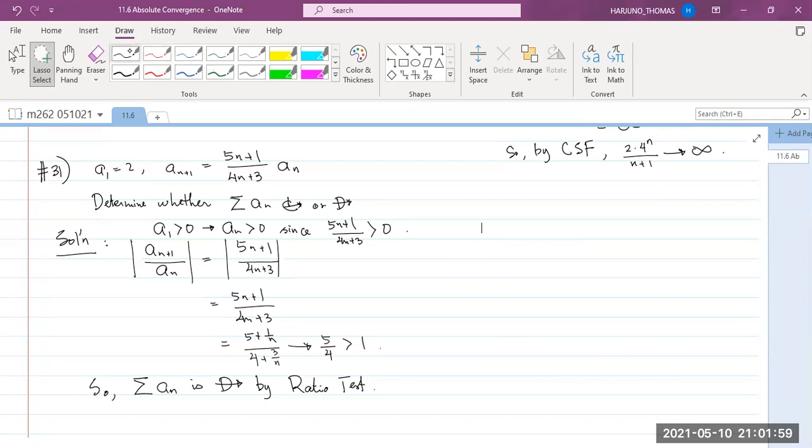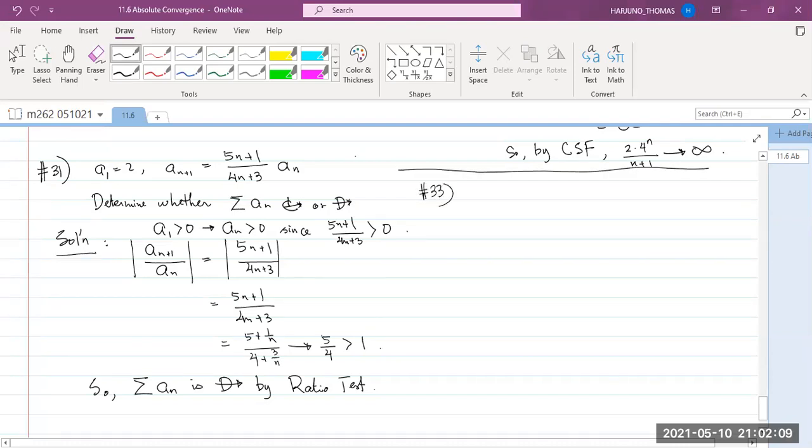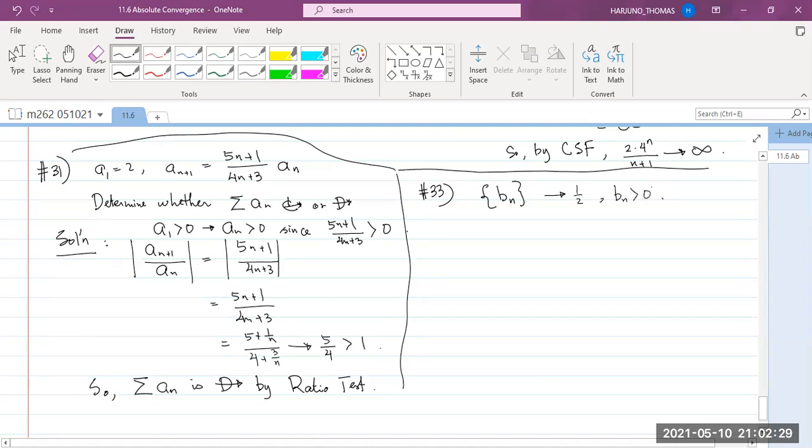Oh, I look at number 33. I start thinking if I should try that. Let me try number 33. Number 3, b sub n is a positive sequence that is convergent to 1/2. Determine whether the given series is absolutely convergent.